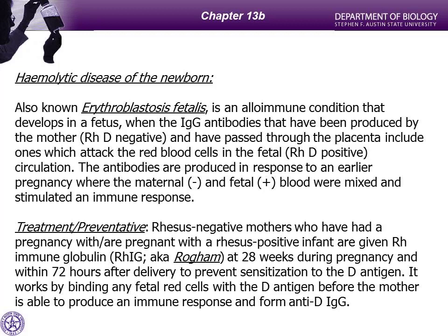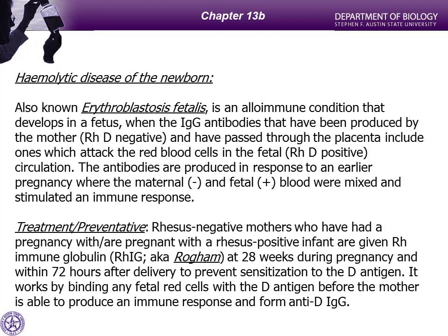So if there is a subsequent pregnancy, a second Rh positive baby years down the road, those IgG antibodies that she's making against Rh factor, we know they can cross the placenta. Those antibodies could attack the red blood cells of the developing fetus. And it could lead to our condition here called erythroblastosis fetalis, or hemolytic disease of newborn. And it can be a fatal condition.